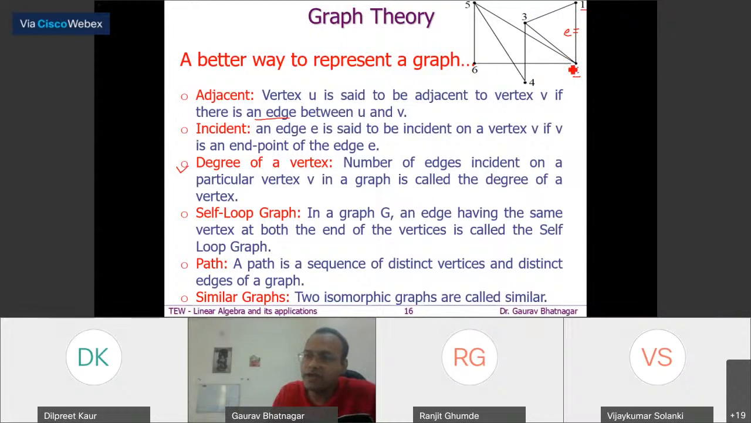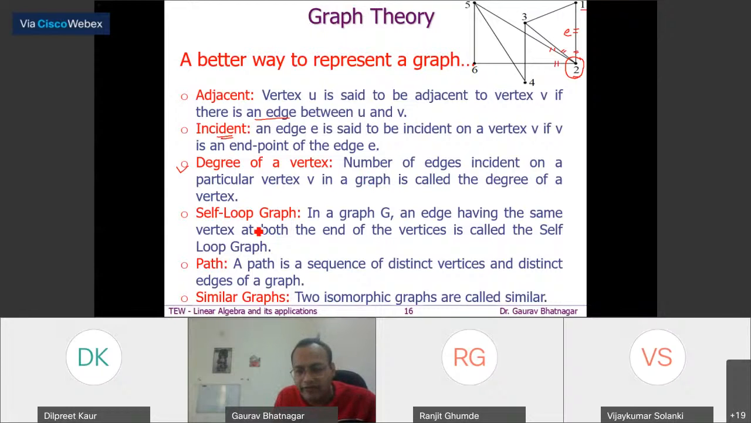So if I am looking at the degree of this vertex 2, it is the total number of edges which are incident on it, or the number of edges for which 2 is one of the endpoints. So I am going to have this edge, this edge, this edge, and this edge. And hence the degree of this vertex 2 is going to be 4. In a similar manner, using this incidence concept, you can identify the degree of any vertex.